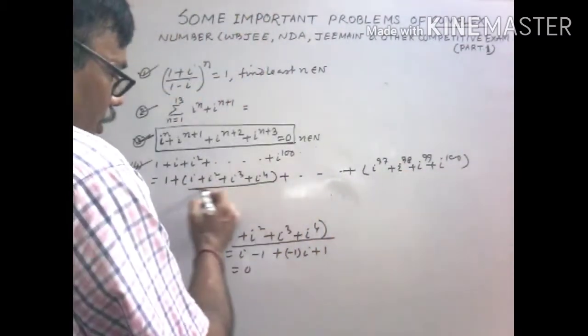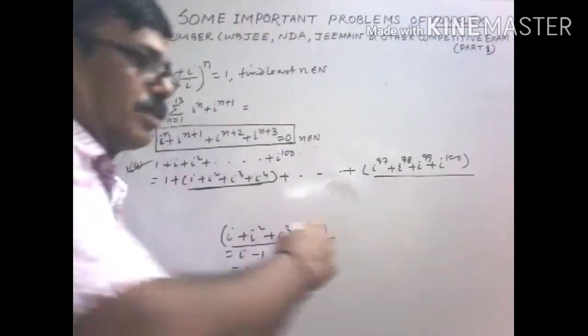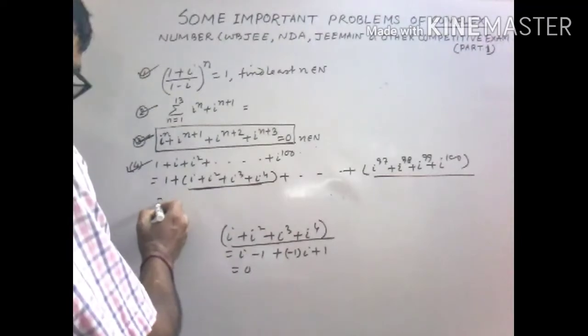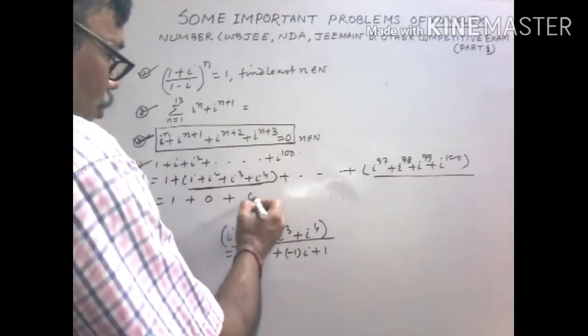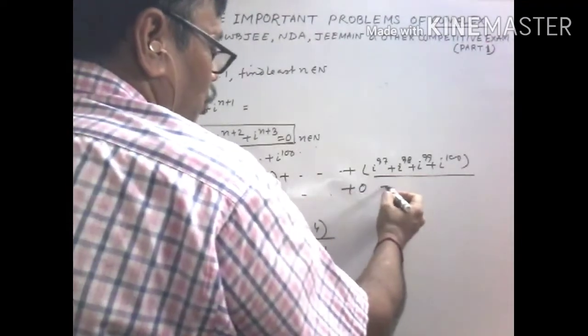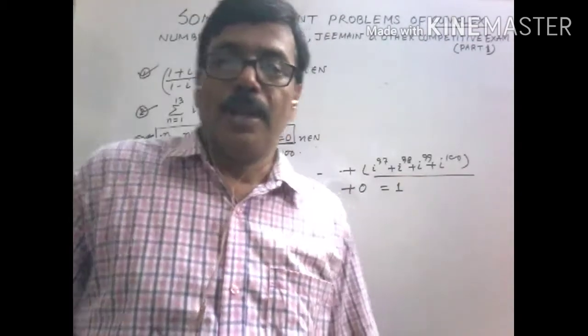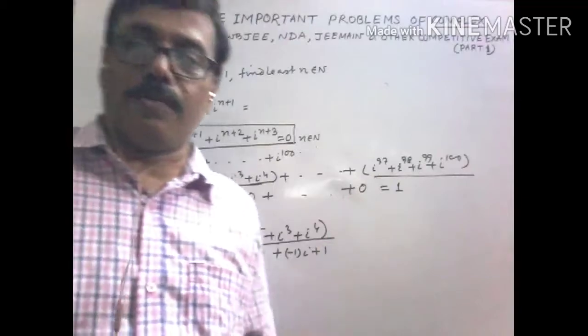How many brackets of this type? 25 brackets. So 4 into 25, 100 terms. They are consecutive, so 1 plus 0 plus 0 plus all 0. So this is 1. These are all 1 mark problems, relating to problems of i.